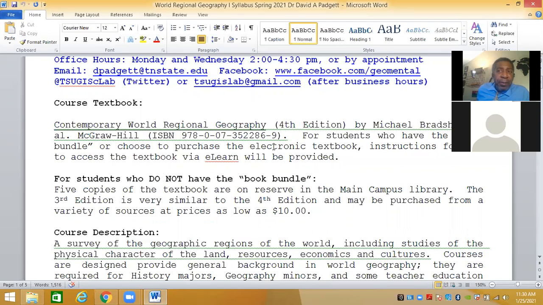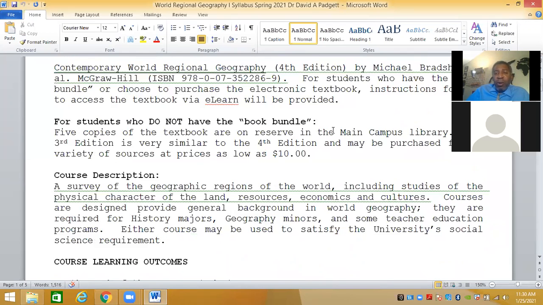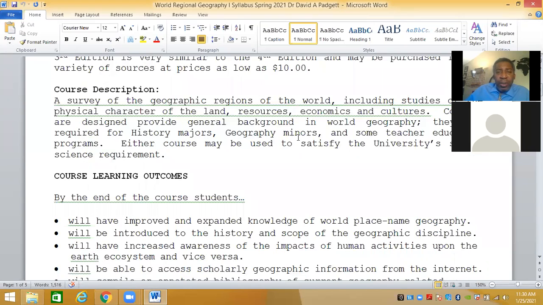If you happen to be on campus, I do have 5 copies of the textbook on reserve in the main campus library. I am not sure how that's working right now. I know the library is functioning. How reserve functions, I don't know. Maybe they're decontaminating, disinfecting each book. I don't know. But you should have that option at the main campus library. So you can use the book in the library. You can't take it out. But if you go in there, you can use the textbook, as long as you stay in the library, that's fine.